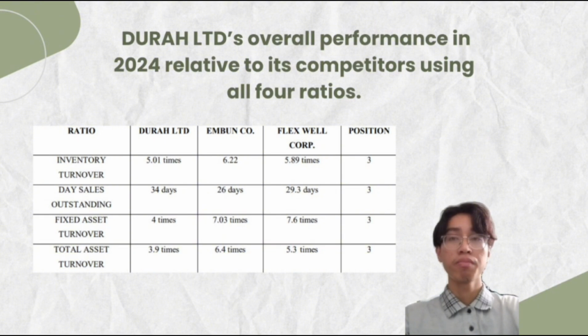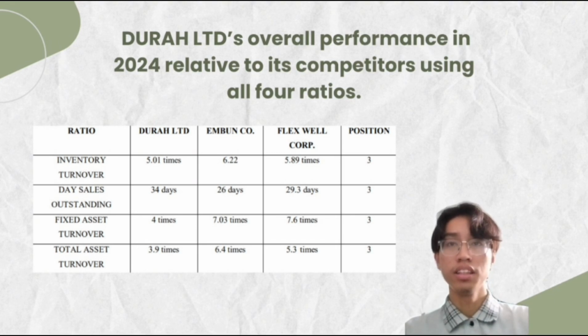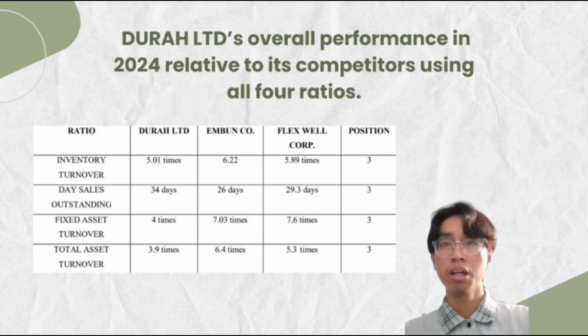Next, I will evaluate DURAH LTD's overall performance in 2024 relative to its competitors using all four ratios. Overall, DURAH LTD seems to be performing weaker than its competitors NBU and Flexwell Corp when we compare all four financial ratios. For inventory turnover, DURAH recorded 5.01 times, which shows it is managing to sell and restock its inventory well, but it still falls behind NBU with 6.22 times and Flexwell with 5.89 times.